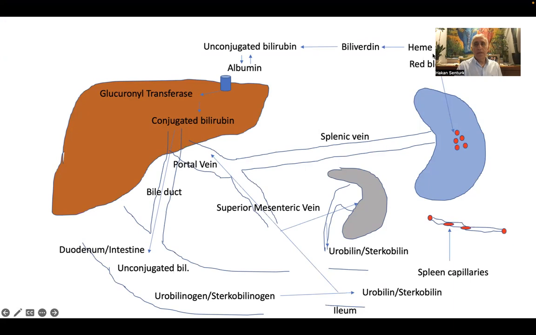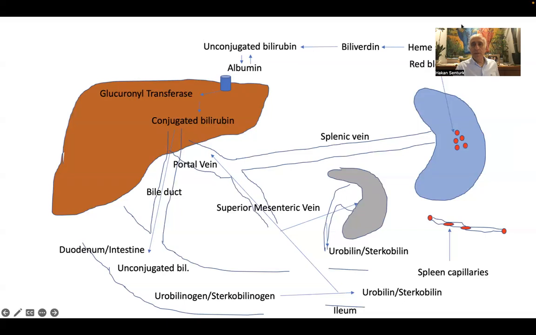This is the cycle of hemoglobin to bilirubin. In the spleen, senescent red cells, red cells have a limited lifespan, like 120 days. And when they lose their membrane's flexibility, they are trapped in the fine capillaries of the spleen, and then they are destroyed by macrophages. And the content is released.